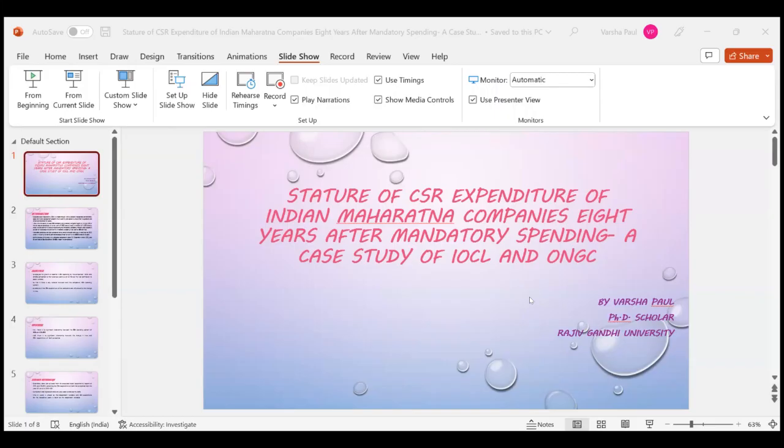To all the respected coordinators and my fellow participants, I'm Varsha Paul, doing my PhD from Rajiv Gandhi University, India. I'm here to present my topic, Stature of CSR Expenditure of Indian Maharatna Companies 8 years after mandatory spending, a case study of IOCL and ONGC. So here I go.